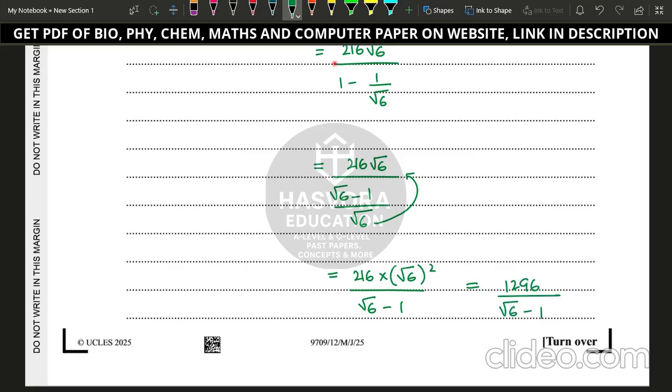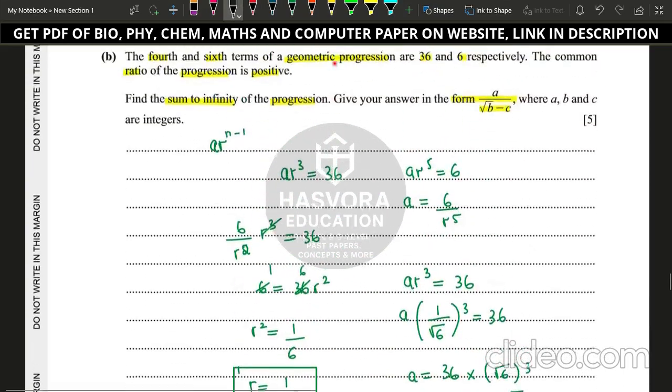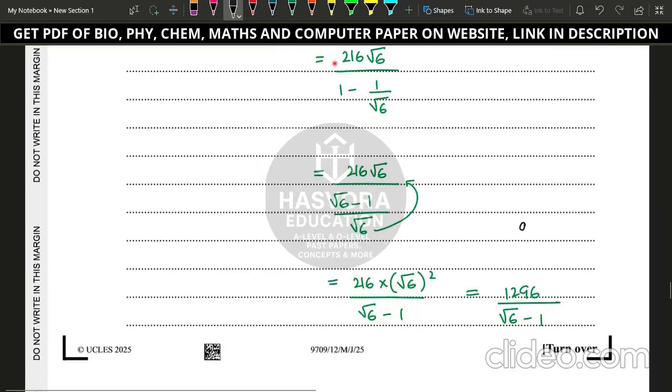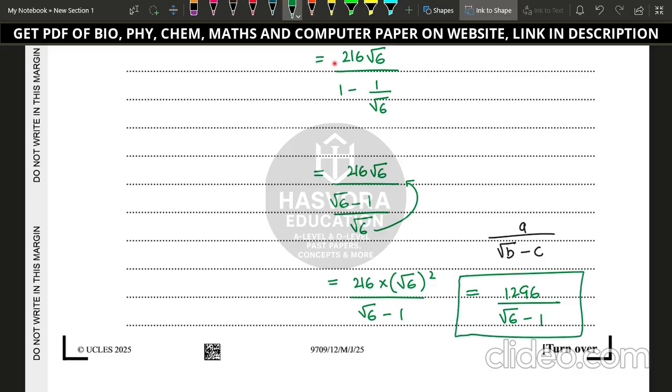Okay, so we have just written it in that form, which was, let's see what the form was. So it was a over under root b minus c. So our form matches that one. So this will be your answer. Okay, this is your answer for this part.